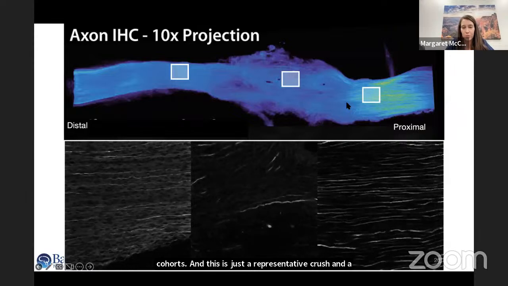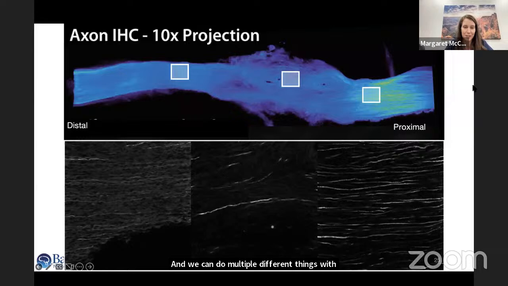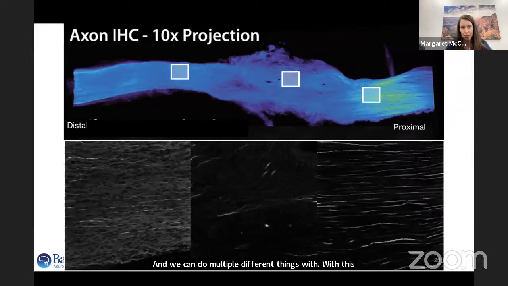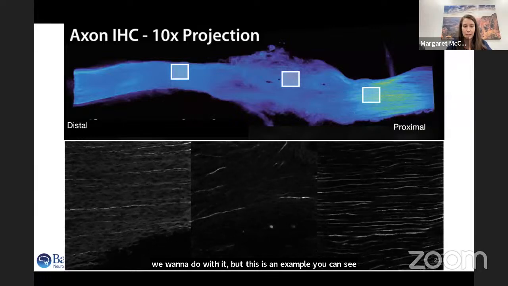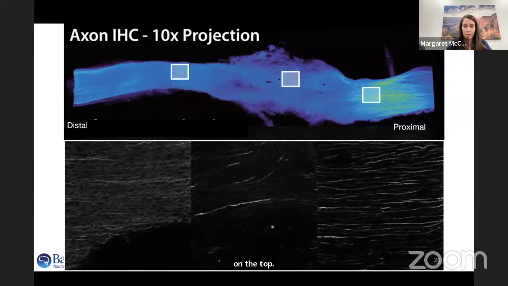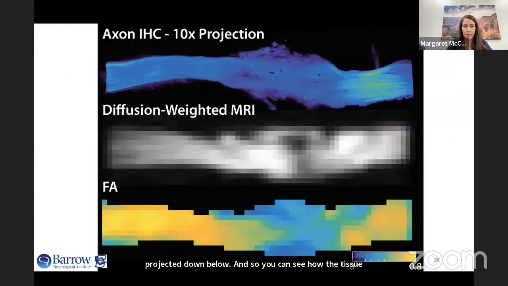We can do multiple different things with this data, and we're still working on different things that we want to do with it. But this is an example you can see on the top. This is the 10x projection, and those white boxes are projected down below. And so you can see how the tissue looks reorganized following an injury proximal, within, and distal to the site of lesion. And we can make a global comparison.